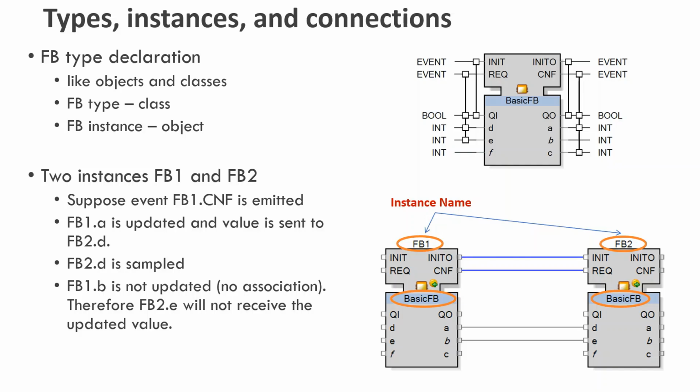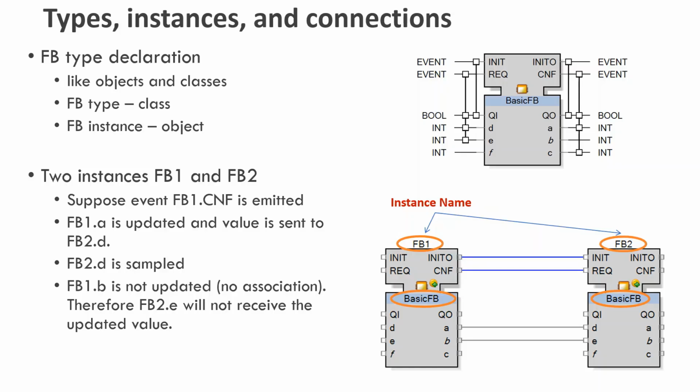On the top, we see the definition of a basic function block type named basic FB, and in the bottom we have a small application, a network of two function block instances. One is called FB1 and another instance is called FB2. These are connected with event and data connectors. When we create the function block type, we define its interface, and in the interface we define its event inputs, event outputs, data inputs, data outputs, and event and data associations, which are these vertical lines.